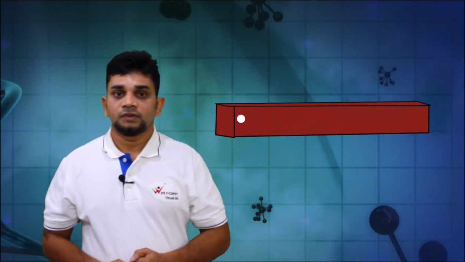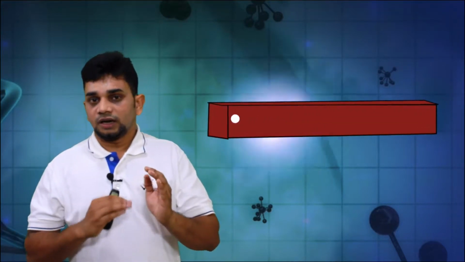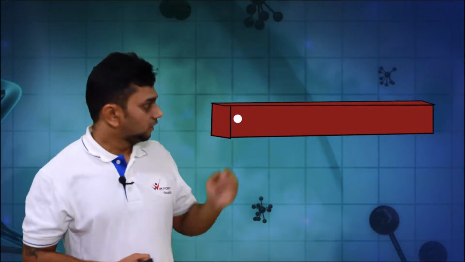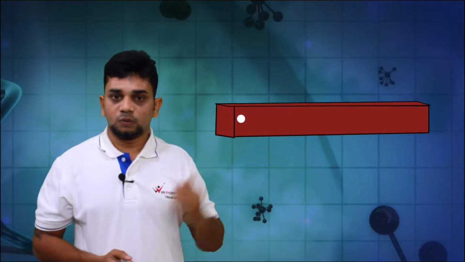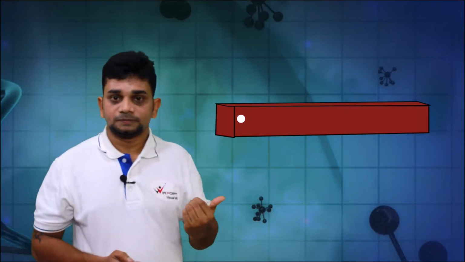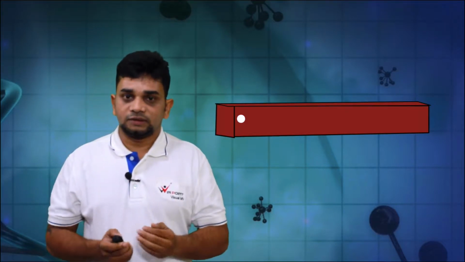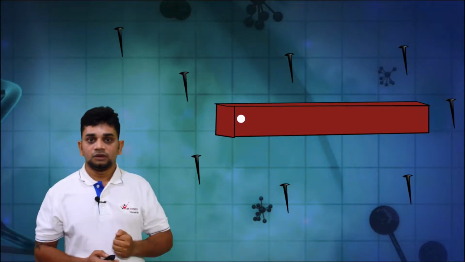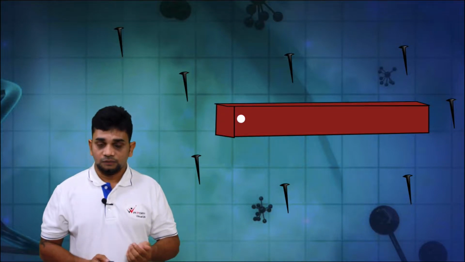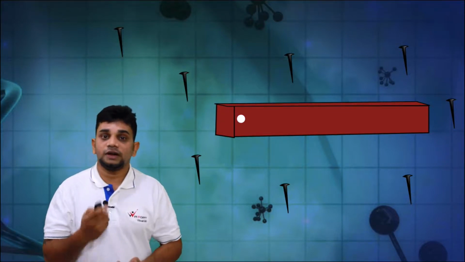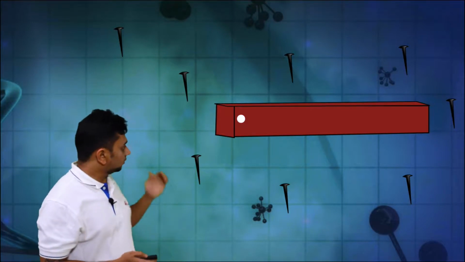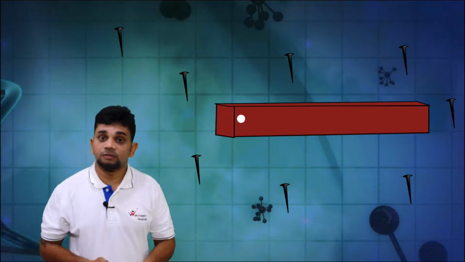For that, we are going to consider a magnet here. It is a magnet, and it has two poles, north and south pole. The white dot is indicating the north pole and the other pole is the south pole. And we are going to place some nails around this magnet. Here you can see a lot of nails now. These nails are made of iron. We know that there is a force of attraction between iron and magnet because iron is a magnetic material.